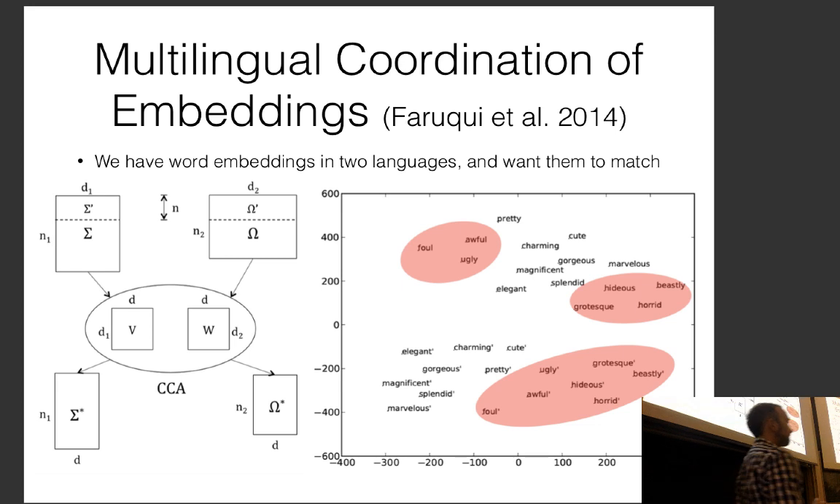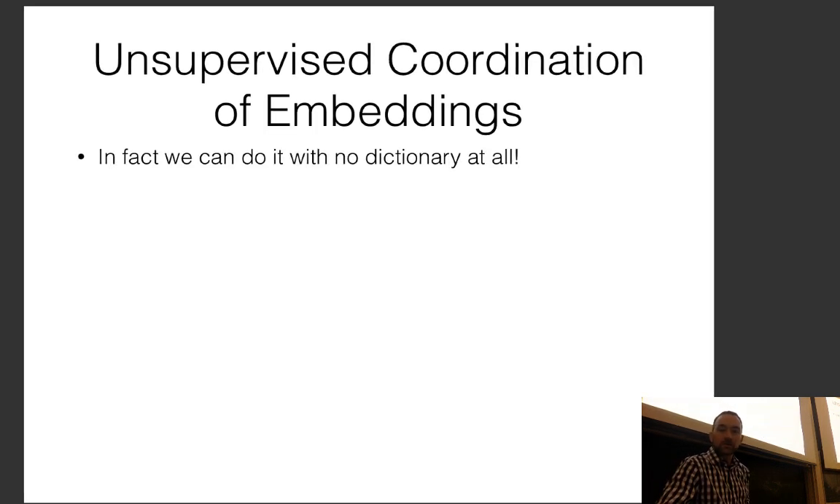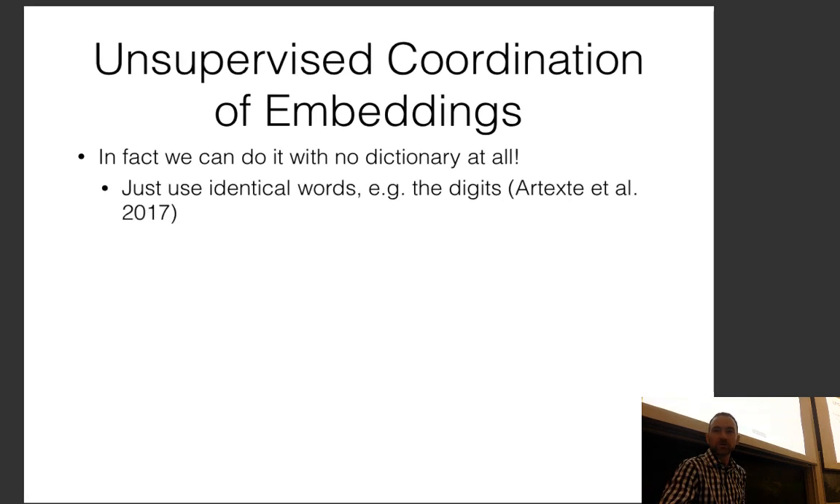Yeah. So in the first method, do we manually, I suppose we need to manually align the two words? Actually, no, and that's what I'm going to talk about next. So there are also methods for unsupervised coordination of embeddings. We can do surprisingly well learning unsupervised embeddings with no dictionary whatsoever. One example of how we can do this is by just using identical words.